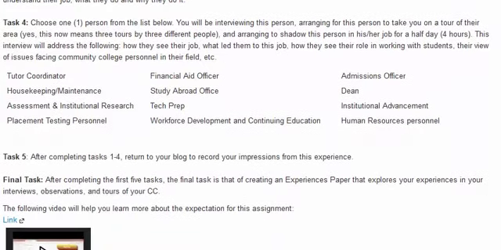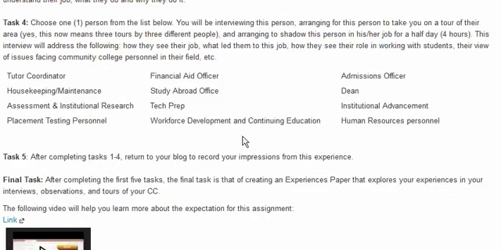Then you're to choose one person from this list below, interview this person, and arrange for them to take you on a tour of their area. Again, you're seeing it through their eyes, what's important to them. And arrange to shadow this person for approximately half a day. Again, your interview will address the same items as above. You would use, in most instances, the exact same questions. You can feel free to add to those questions.